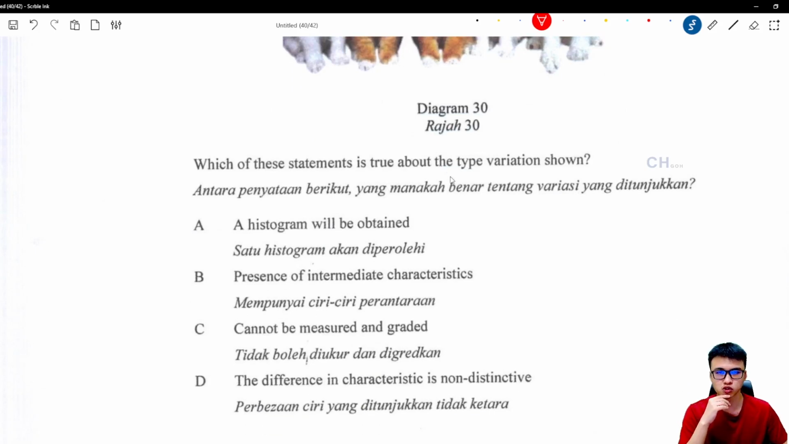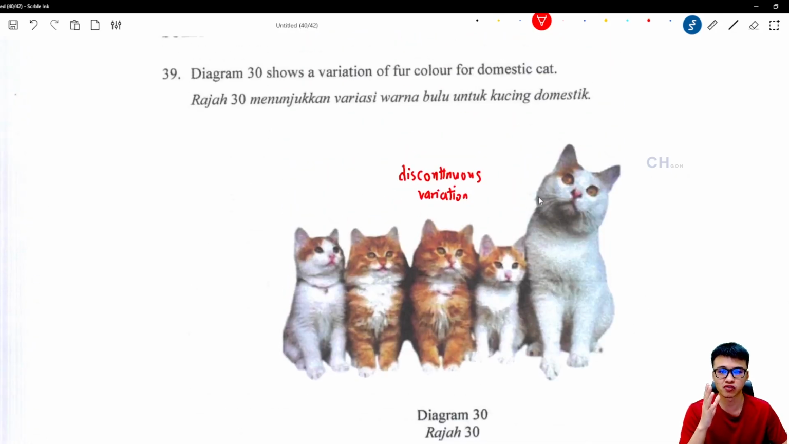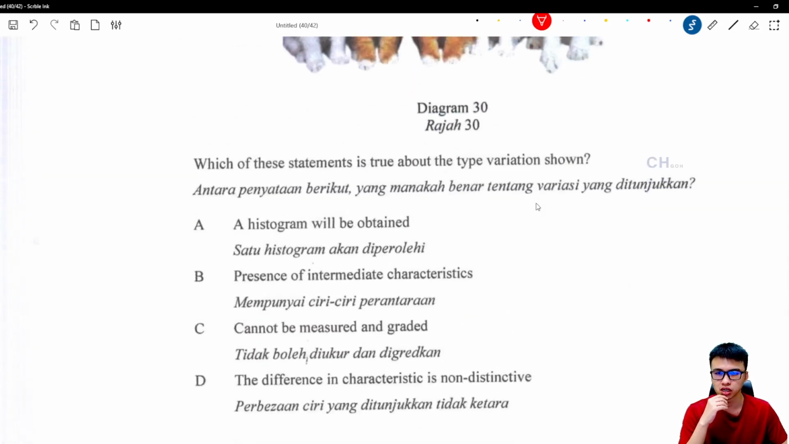Which of the statements is true about the types of variations shown? Okay, we want to find the characteristic of discontinuous variations. So yep, presence of intermediate characteristic. Okay, this one is continuous, so wrong. Histogram will be obtained, wrong. Difference cannot be measured. Yeah, this one is discontinuous variations.